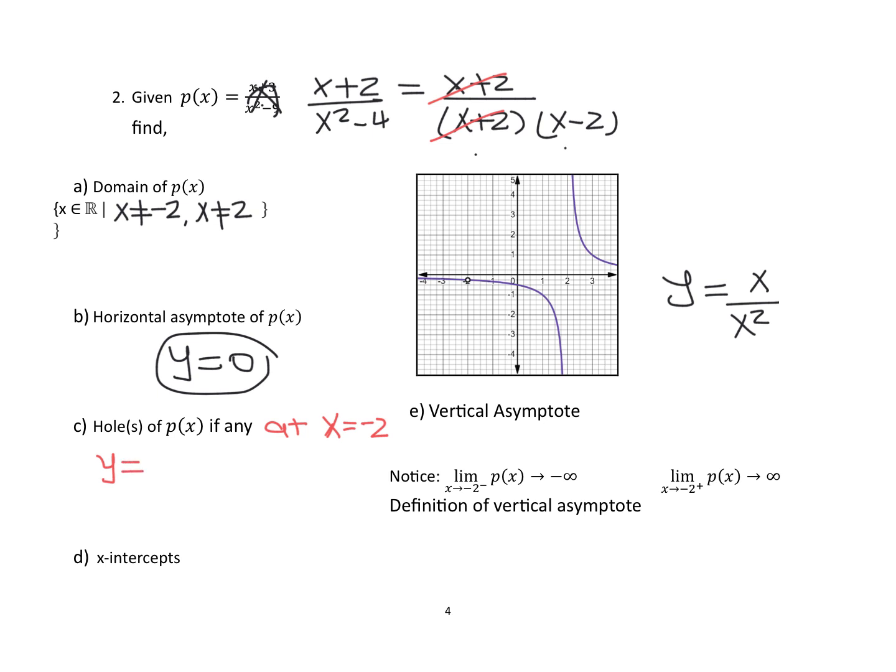Then I need to find the y coordinate. And I'm going to do this by taking whatever was left and plugging in the negative 2 there. So it's going to be 1 over negative 2 plus 2, and I'm plugging that into the simplified form. So I get negative 1 over 4. So the hole is at negative 2 and negative 1/4.